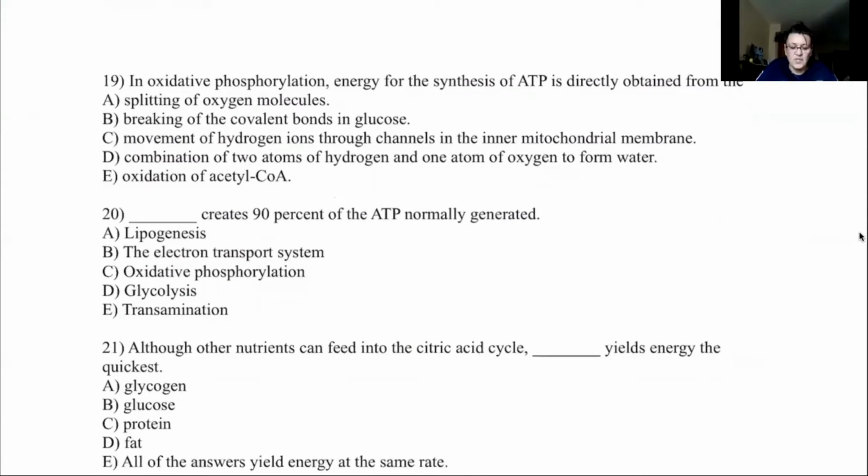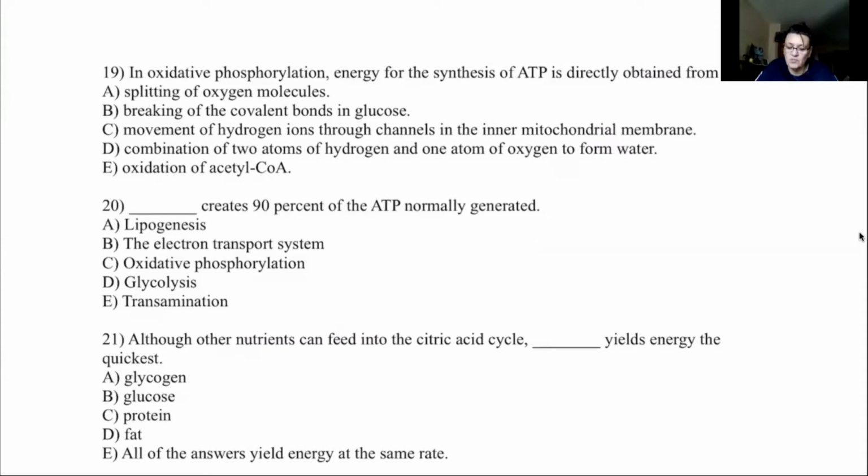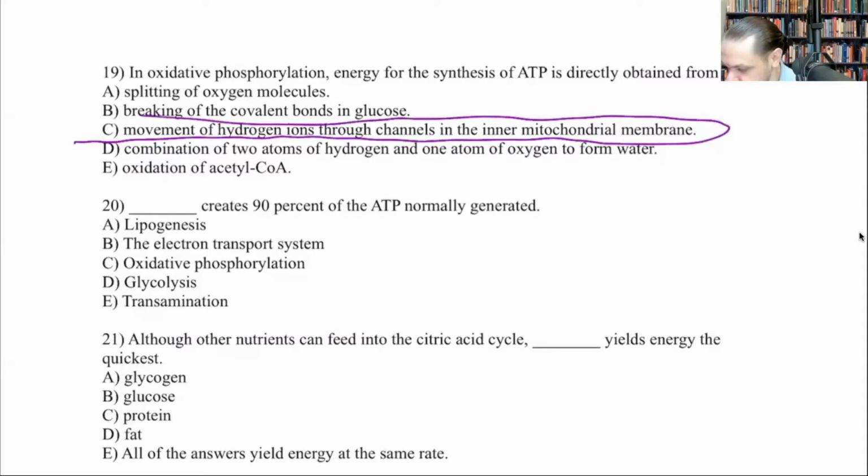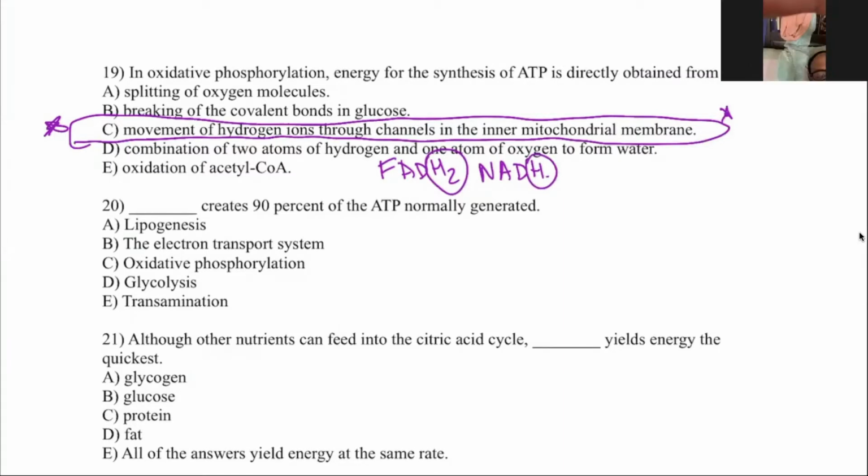In oxidative phosphorylation, energy from the synthesis of ATP is directly obtained from C, movement of hydrogen ions through the channels in the inner mitochondrial membrane. Very good, that's what we were showing. So the hydrogen ions from these FADH2, NADH, these high energy carriers of hydrogen, that movement of hydrogen ions through the channels in the inner membrane is what's going to drive this ATP synthase. So very good. Number 19 was C, the correct choice.